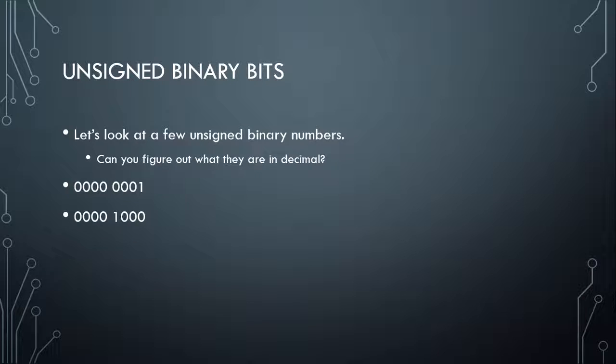Here I have 0, 0, 0, 0, 1, 0, 0, 0. The equivalent of this in decimal would be 8. And here, 0, 0, 0, 0, 1, 0, 1, 0, the decimal equivalent is 10. Finally, we have 0, 0, 1, 0, 0, 0, 1, 0.